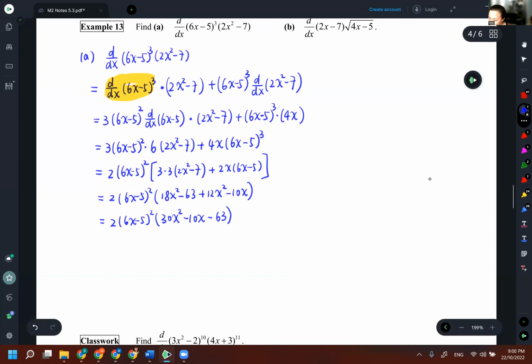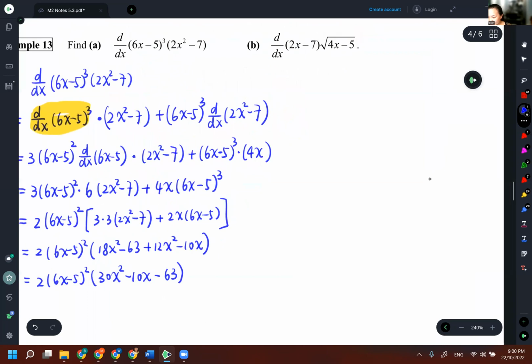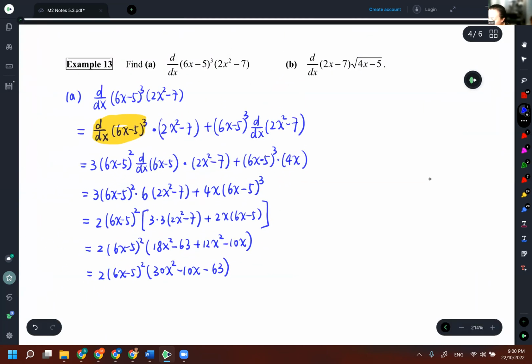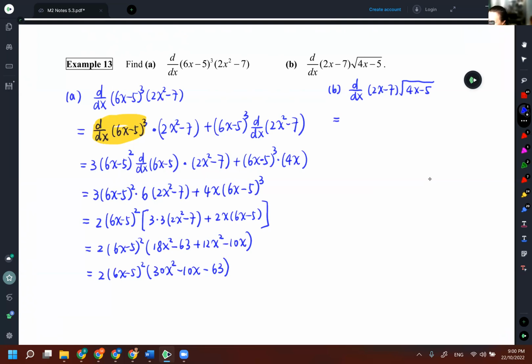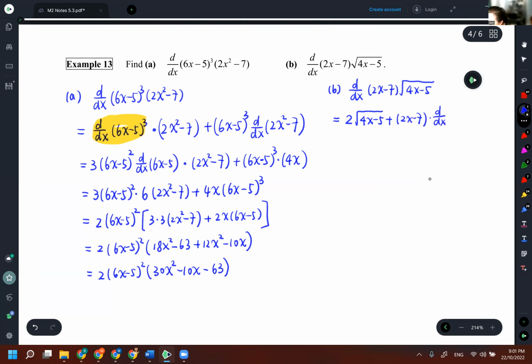Okay. Part B. d/dx of (2x minus 7)(4x minus 5) to the power 1/2 is equal to... I think I'll just use the product rule, okay? Copy the first one, 2, and then multiply the second one, plus copy the first one, and d/dx the second one.